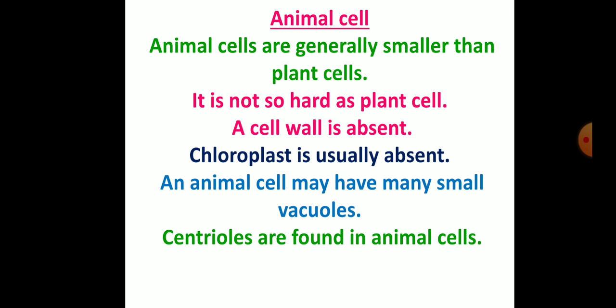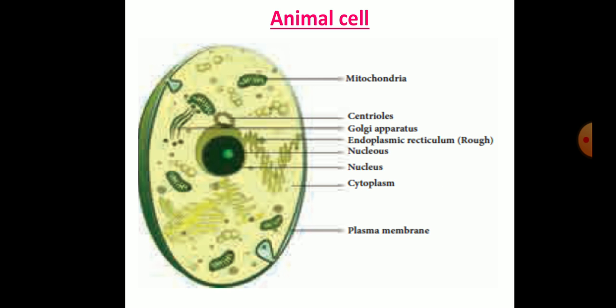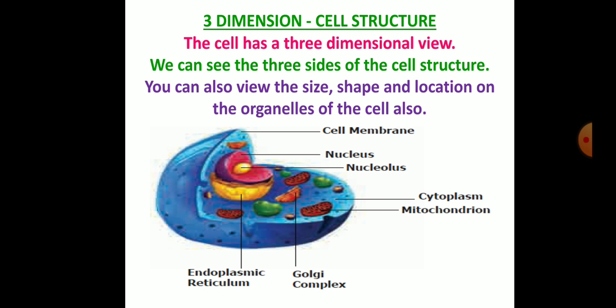Animal cell. Animal cells are generally smaller than plant cells. It is not so hard as plant cell. A cell wall is absent in animal cell. Chloroplast is usually absent. An animal cell may have many small vacuoles. Centrioles are found in animal cells. This is the diagrammatic representation of animal cell, where you can see mitochondria, centrioles, Golgi apparatus, endoplasmic reticulum, which is rough, nucleolus, nucleus, cytoplasm, and plasma membrane.